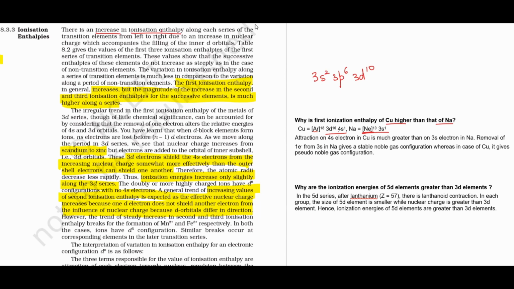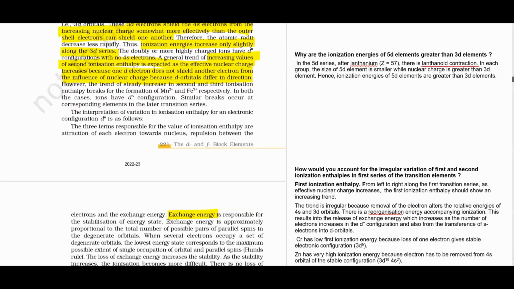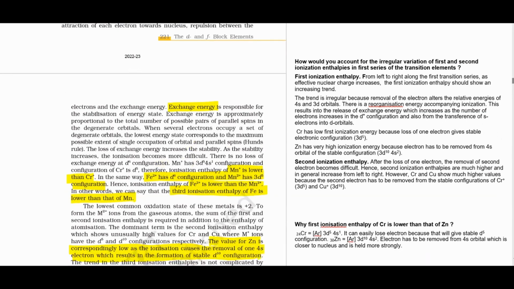The next is, why are ionization energies of 5d elements greater than that of 3d elements? This is because 5d elements are smaller in size than 3d due to lanthanoid contraction, and hence the ionization energy varies in this order. Then how would you account for the irregular variation of first and second ionization enthalpy in the first series of transition elements?